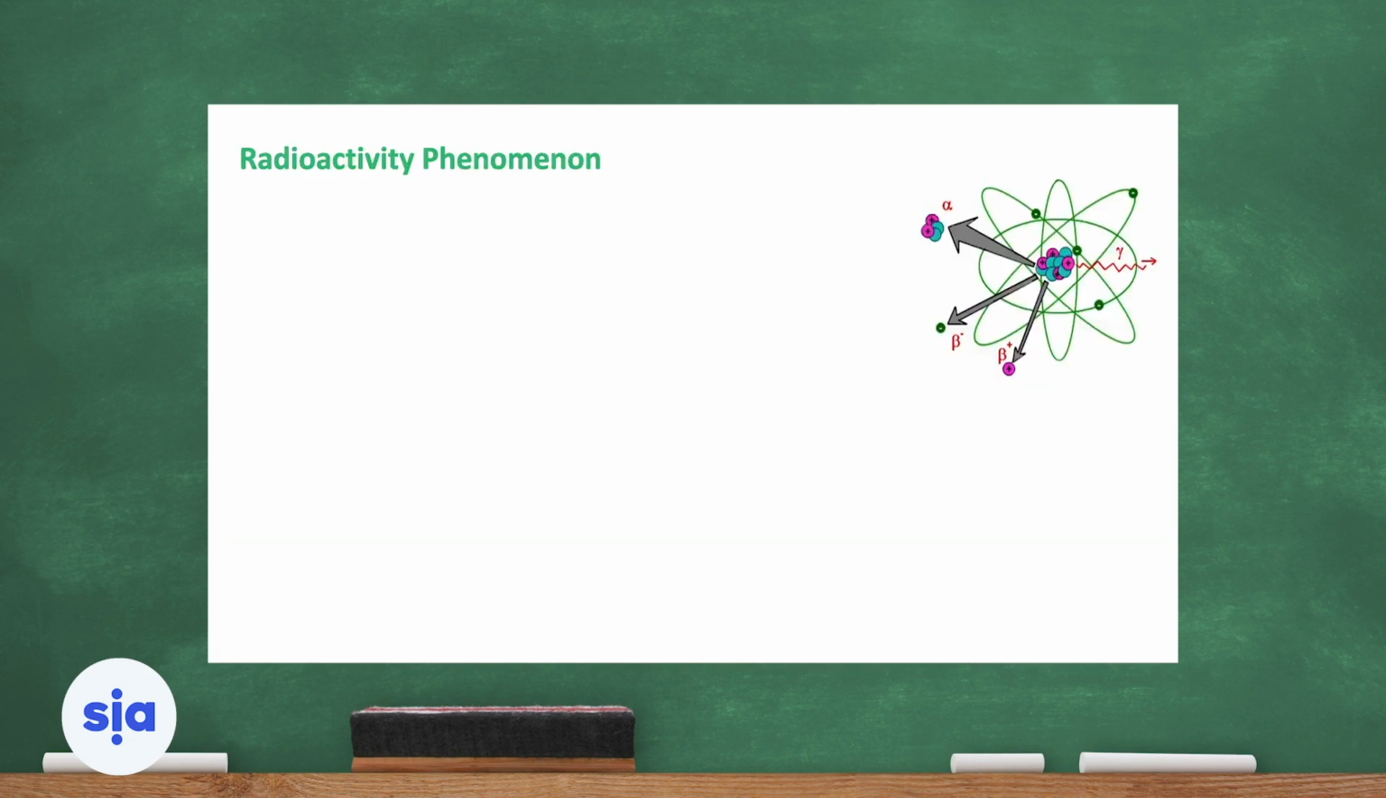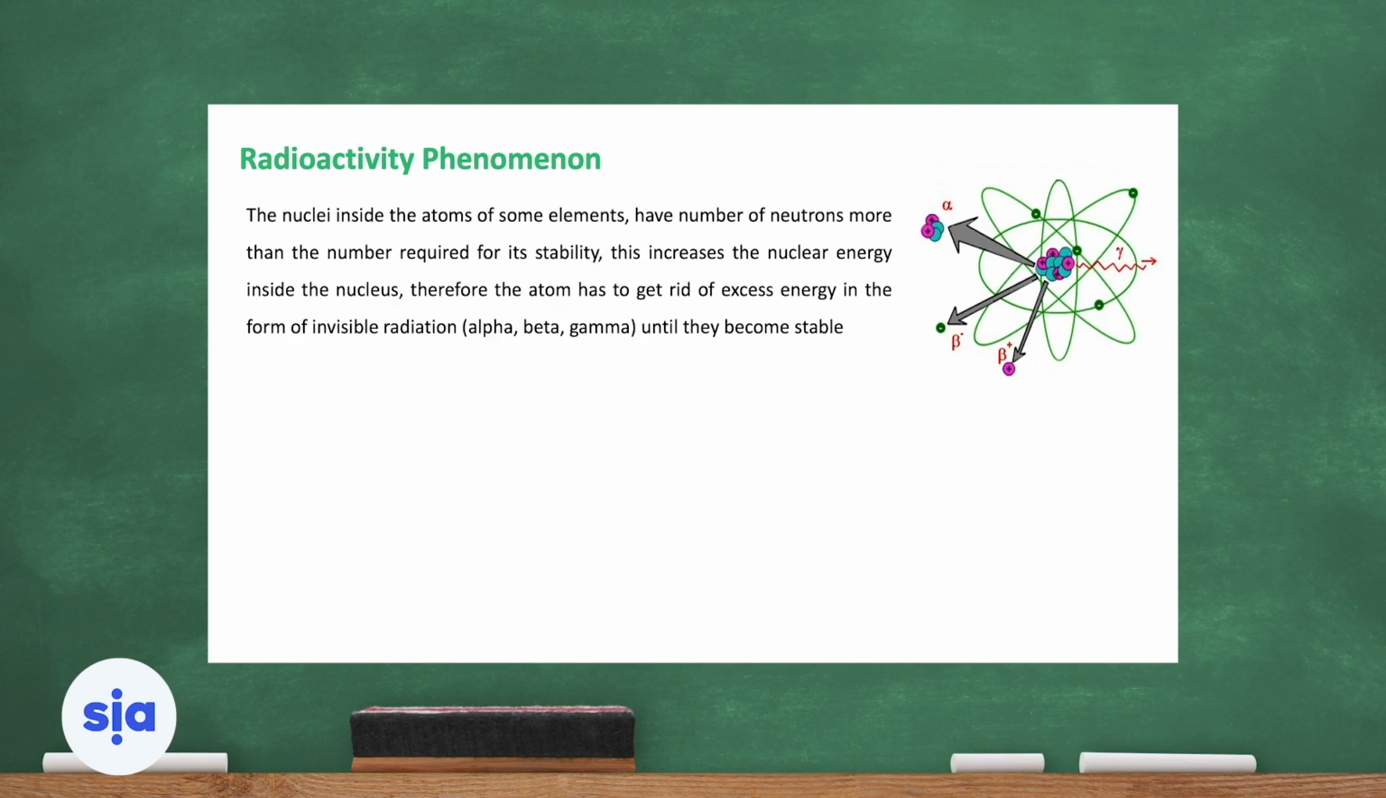Radioactivity phenomena. Look at this picture. As we said, the nucleus of the atom has two types of particles, protons and neutrons. If the nucleus of the atom has a number of protons more than the number required for its stability, this will increase the nuclear energy inside the nucleus, and therefore the atom has to get rid of this excess energy in the form of invisible radiations: alpha radiations, beta radiations, and gamma radiations.